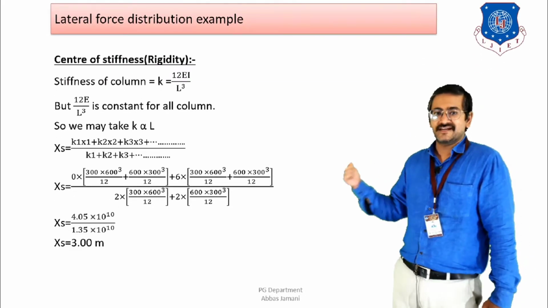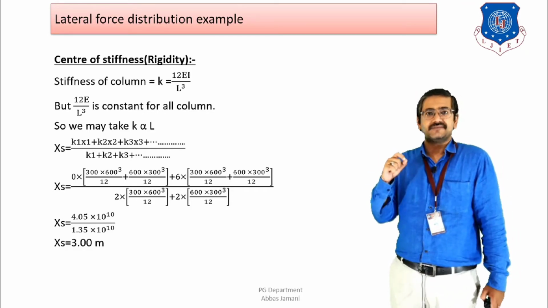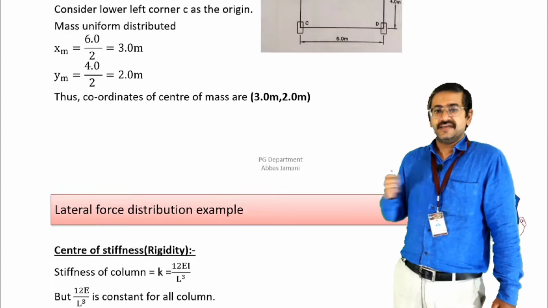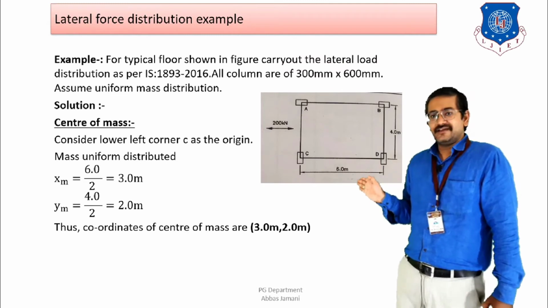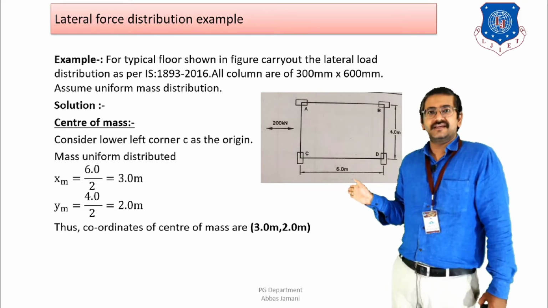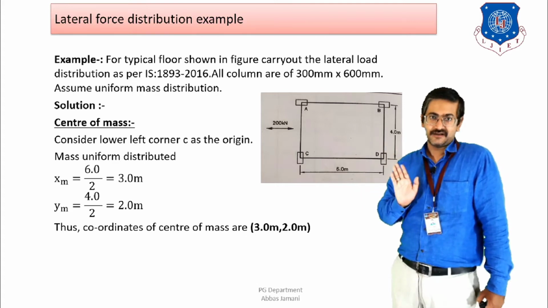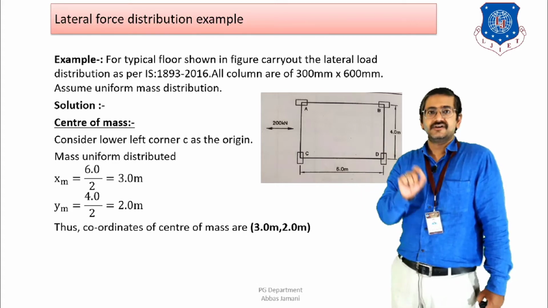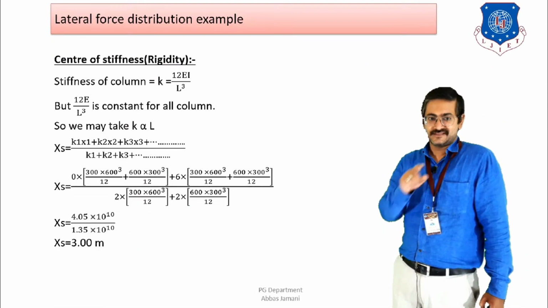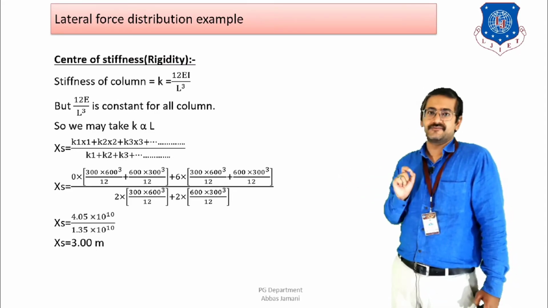So when I am calculating the center of stiffness, xs is equal to k1 x1 plus k2 x2 plus k3 x3 plus k4 x4 divided by k1 plus k2 plus k3 plus k4, right. If I go back to the example and start from the point of origin, then for the first case my value of I will be 300 into 600 cube by 12. For the second case, my value will be 600 into 300 cube by 12. However, the distance from the origin is 0, therefore this entire term will become 0. That is what you can see in this example: 0 into 300 into 600 cube divided by 12 plus 600 into 300 cube divided by 12.